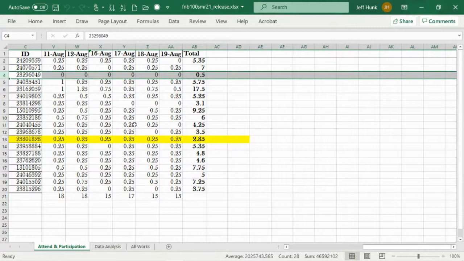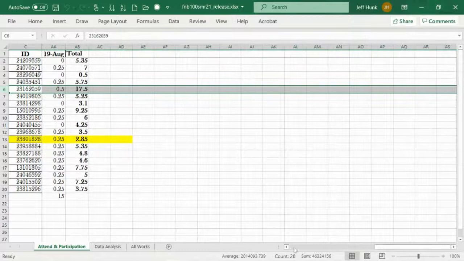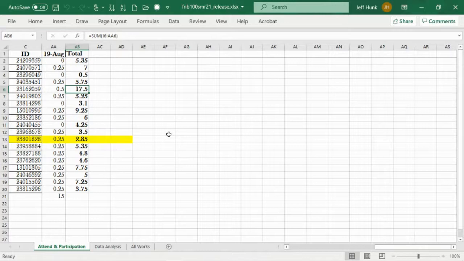And there was someone here, extraordinary, I mean, with a lot of answers. The total was 17.5. There were some average answers, good answers, great answers, and they all rack up. This person got 17.5 for attendance and participation.